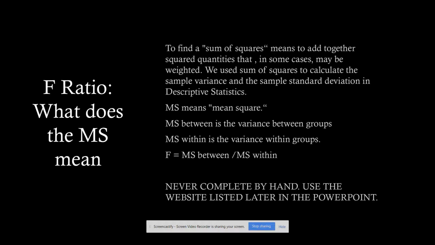So you find the sum of squares, you divide by the degrees of freedom, and you come up with the mean square. The mean square between is the variance between the groups, and the mean square within is the variance within the groups. If you do the mean square between divided by the mean square within, you get the F value.